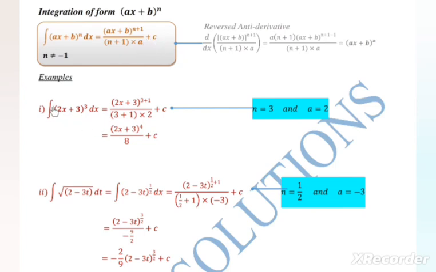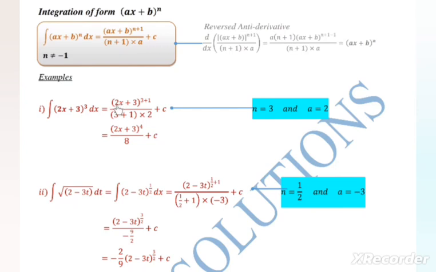Right, so let's go to the first example here. Item 1, the integral of (2x plus 3) to the power 3 dx. So 2x plus 3 is a linear polynomial, right? If you look at this one, it's a linear function. 2x plus 3 is a linear function, right?